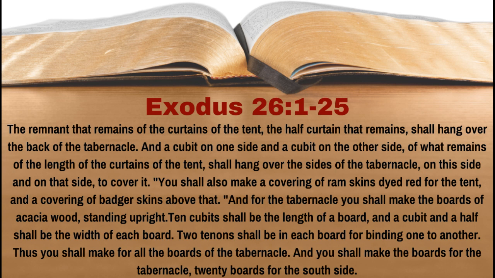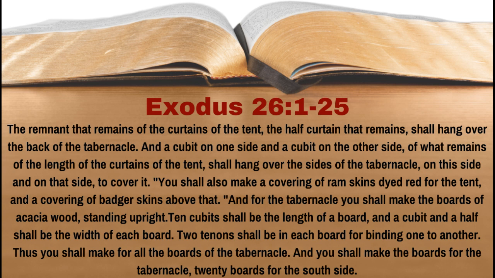And for the tabernacle you shall make the boards of acacia wood, standing upright. Ten cubits shall be the length of a board, and a cubit and a half shall be the width of each board. Two tenons shall be in each board for the binding one to another. Thus you shall make for all the boards of the tabernacle.